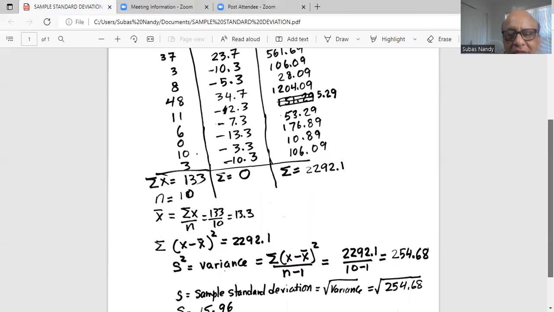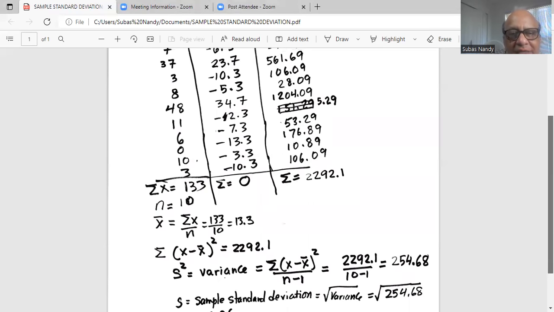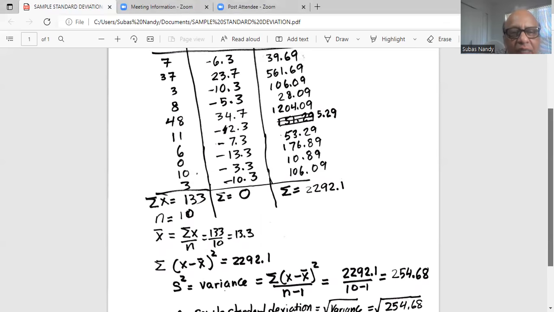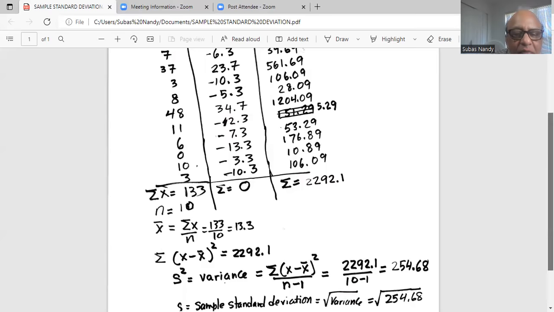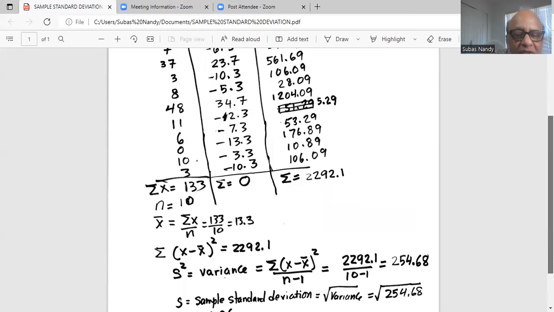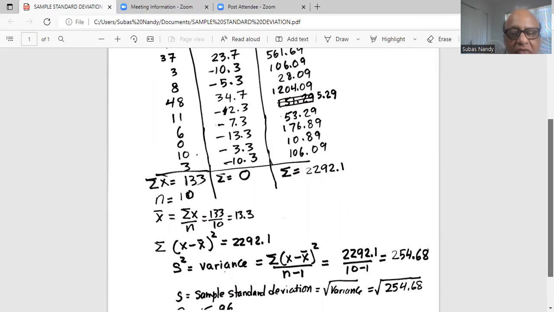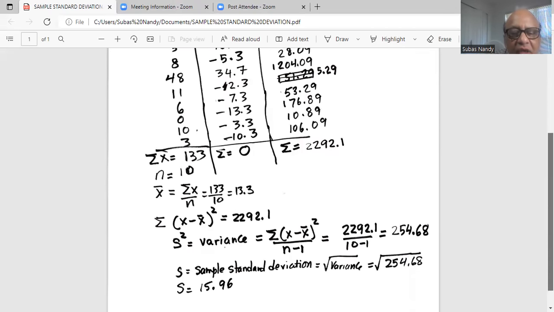So question is, why did I divide by sample size minus 1, which is 9? 10 minus 1 is 9. The reason is I have used the sample data set as you saw. Add up the numbers in the data set and divide by the sample size to get the sample mean. So I've used the information from the sample data set once. And in statistics, it is taken as 1 degree of freedom. So I've lost 1 degree of freedom in calculating the sample mean. That is why from the sample size of 10, I subtract 1 degree of freedom to get 9. 9 is the degrees of freedom used to calculate the variance, which is 254.68.